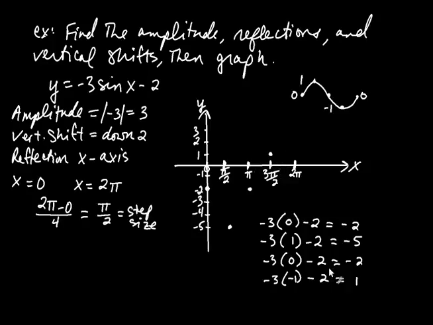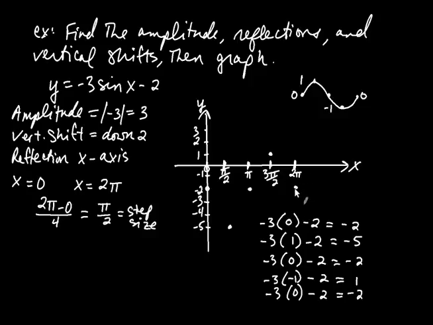Okay, and then finally, our last one would be back to 0. And we know what happens at 0. So it's negative 3 times 0 minus 2, which is equal to negative 2. And at this value, we're back to negative 2.